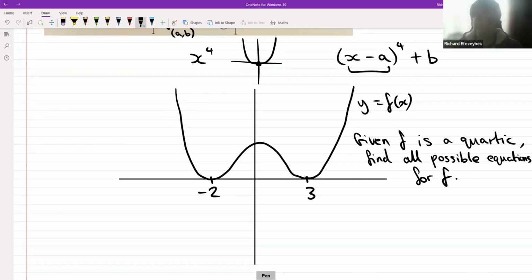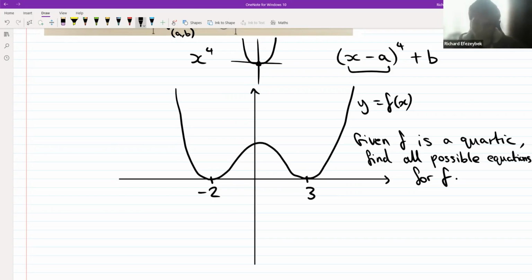Okay, so we have to think about, what do we know? Well, we know its roots. We know all of their roots, -2 and 3. Now, what's special about these roots is that they are repeated roots. In other words, they touch the x-axis and then go back the other way. They don't just sort of cleanly pass through.